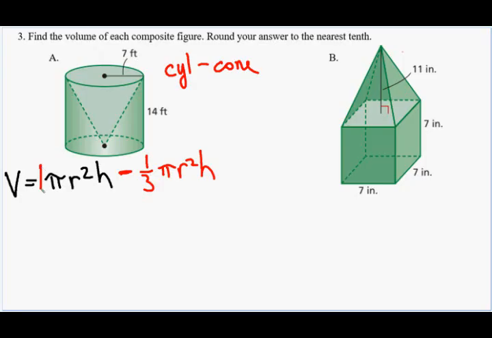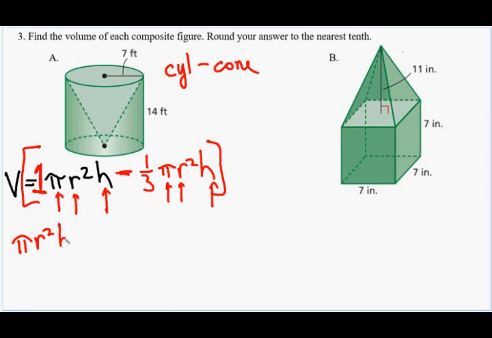In front of here, I would have a 1. And if I put brackets around all of this, I could say, okay, what's common that we could factor out of each term? Well, each side has a pi. So let's factor out a pi. There's an r squared in the first term. There's an r squared in the second term. So let's factor out r squared. We do have an h in the first term and an h in the second term. So let's factor out the h.